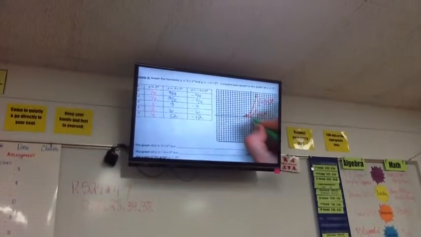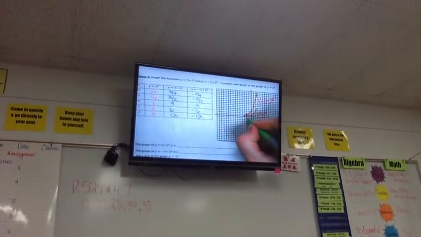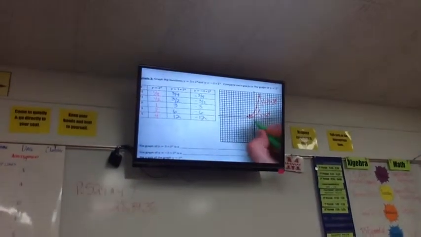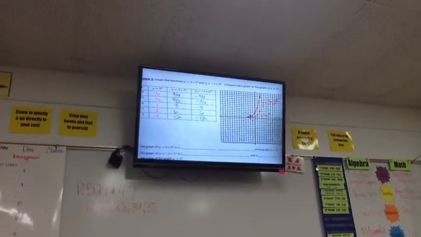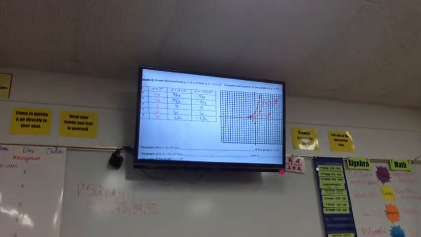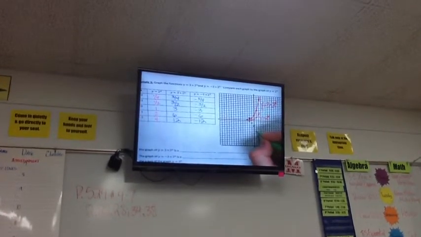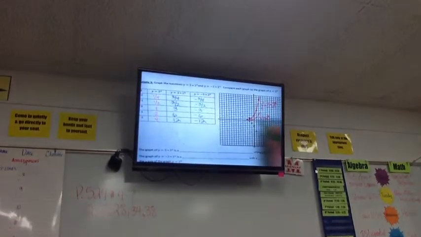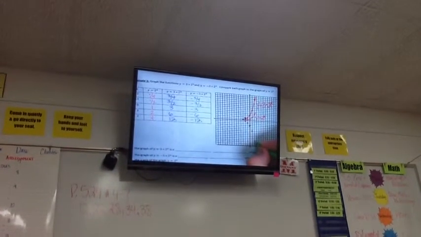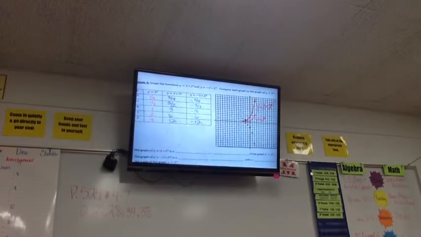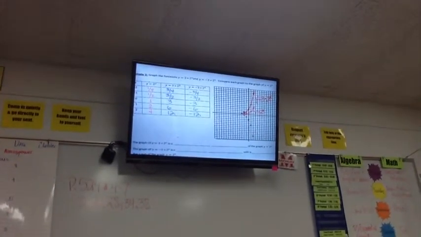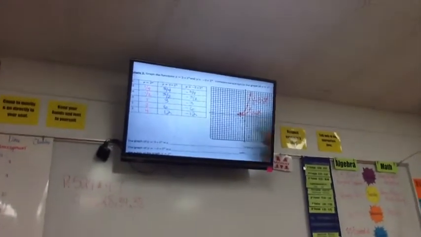Negative 2, negative 3/4. Negative 1, negative 3/2. 0, 3. 1, 6. Sorry, negative 6. And 2, negative 12. Is this going to ever touch the x-axis? No, it is not.